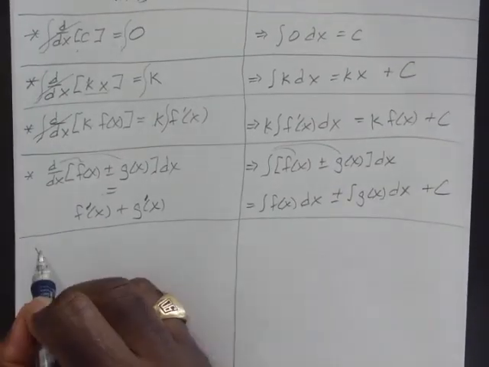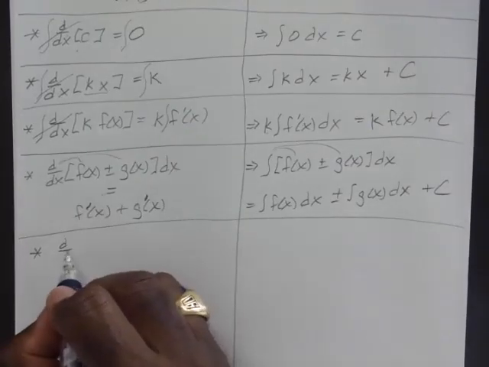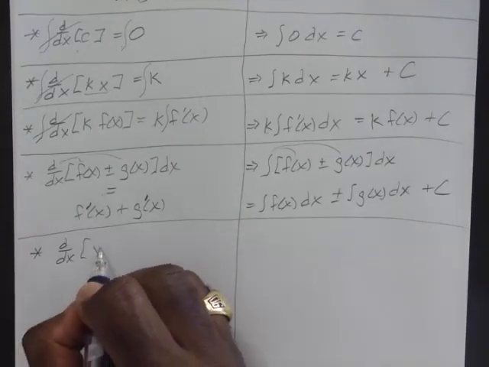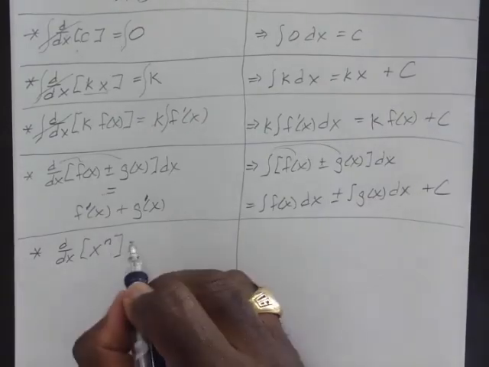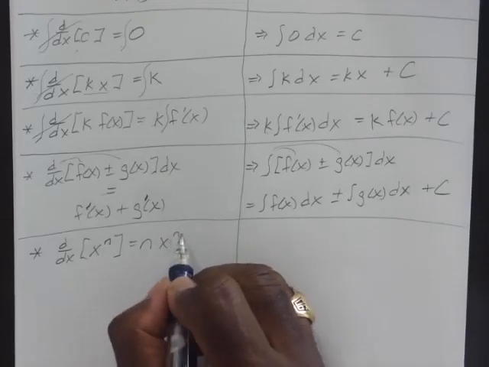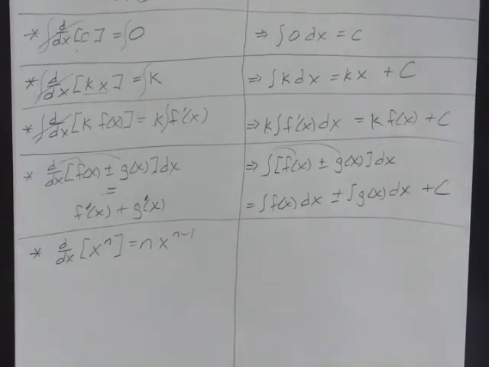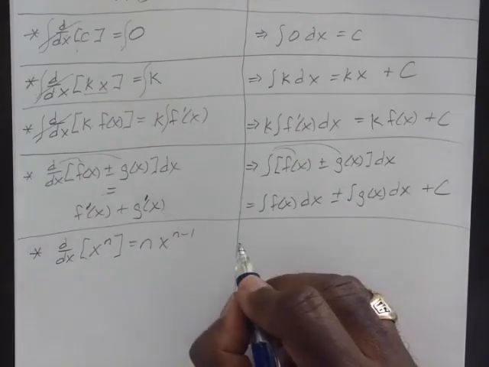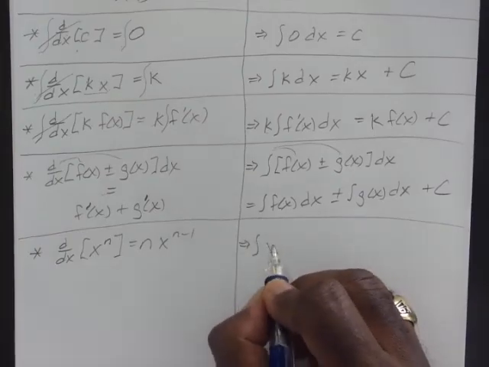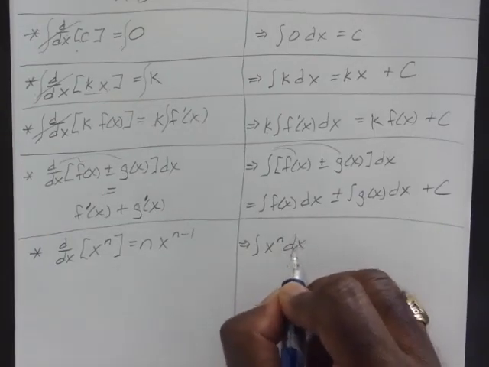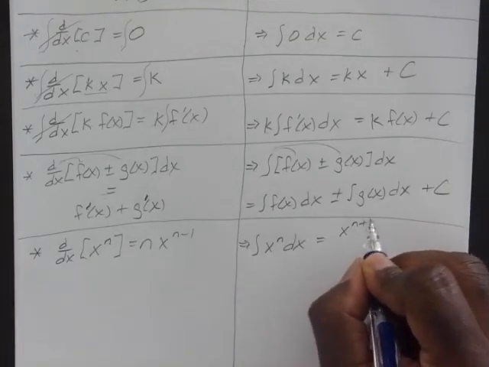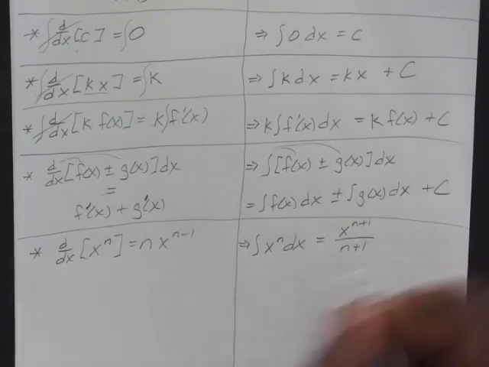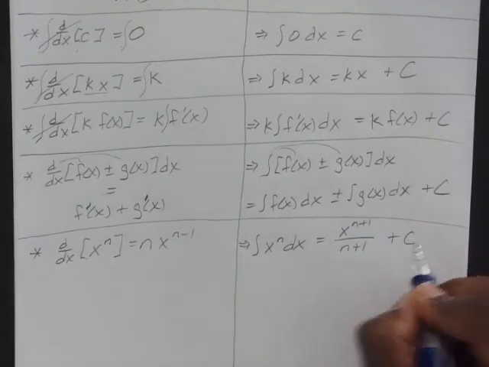Okay. And we also know that for derivatives, the derivative with respect to x of x to the power of some real number n, you just bring that number down to the front times x to the power of n minus 1. Okay. But if we had the antiderivative of some x to the power of n with respect to x, that's going to equal x to the power of n plus 1 divided by n plus 1 plus C.